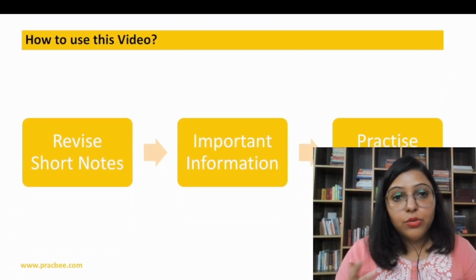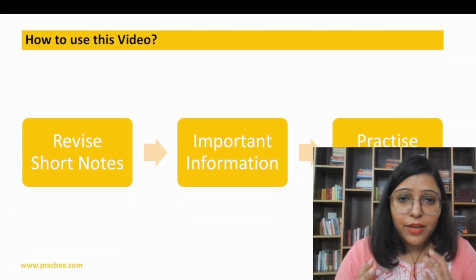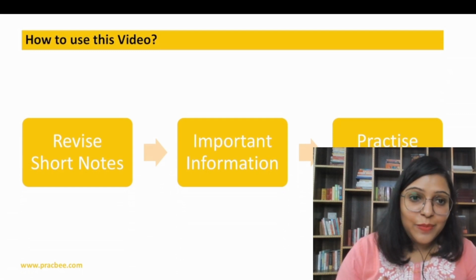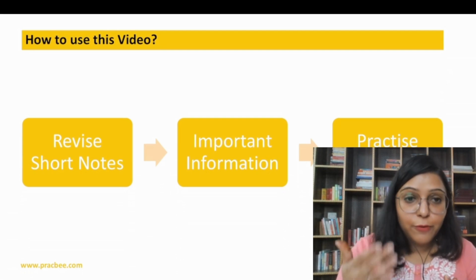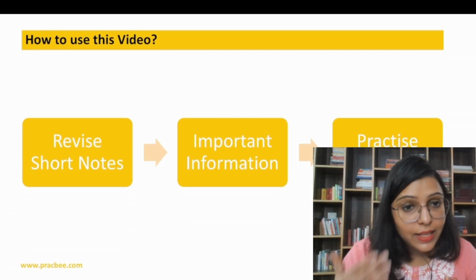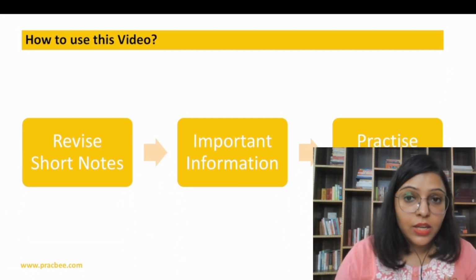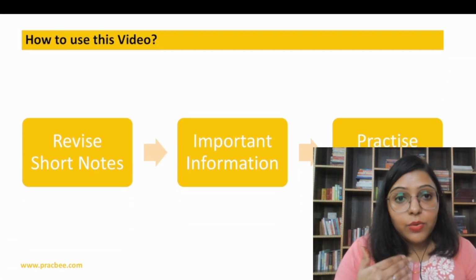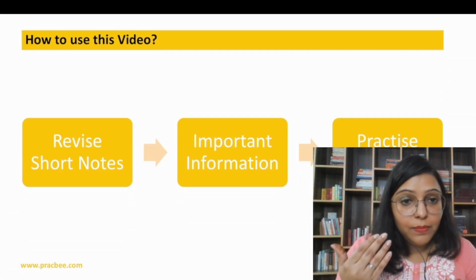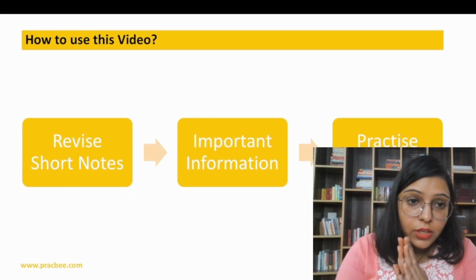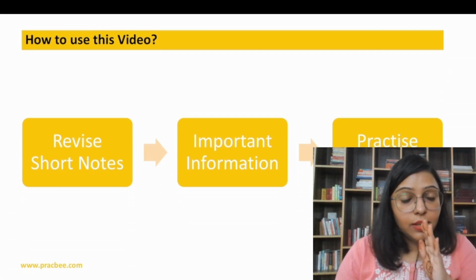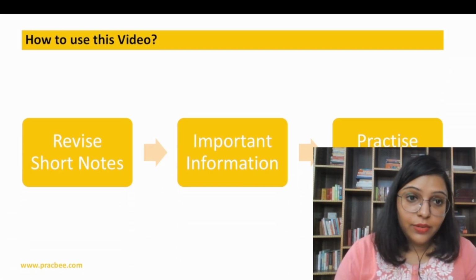Okay. Now, how to use this video? So I have been telling you from the starting how to use this video. You have to revise the short notes, you have to write down the important information, and then you have to start solving the question. Otherwise, you cannot solve the question in less time, right? So, revision of the notes and revision of the complete concepts, that is mandatory, right? Before starting with this video.